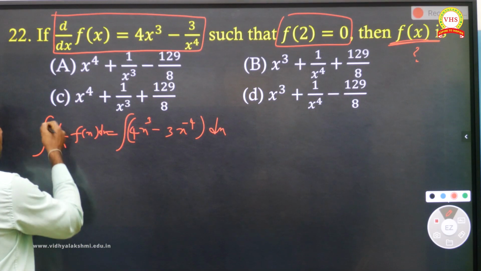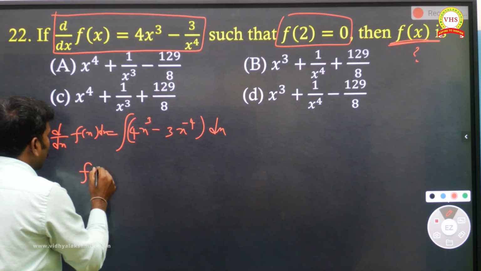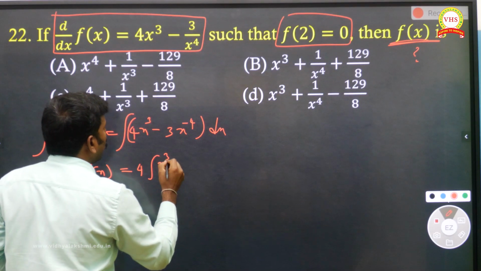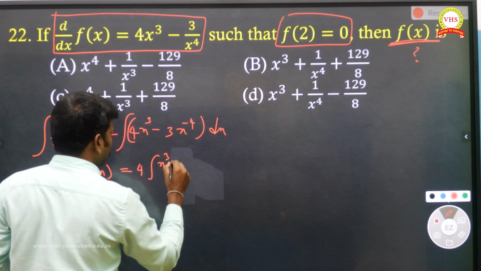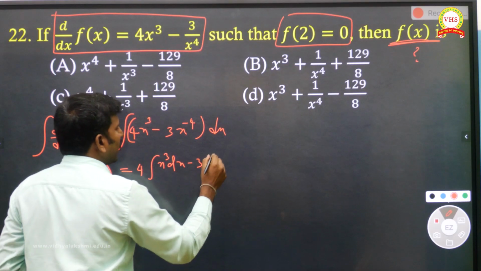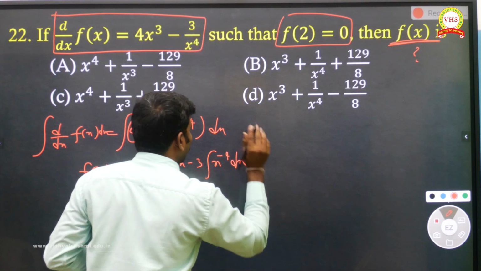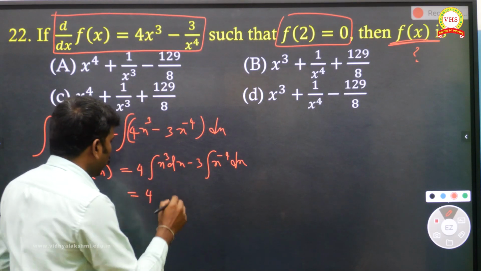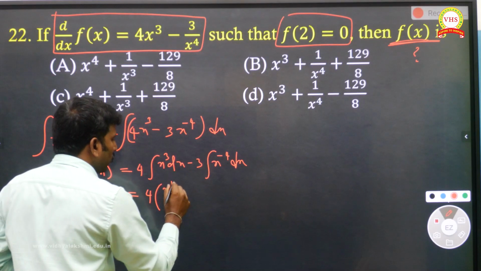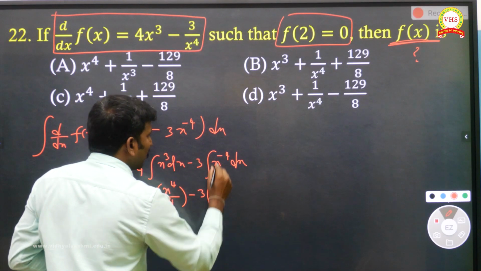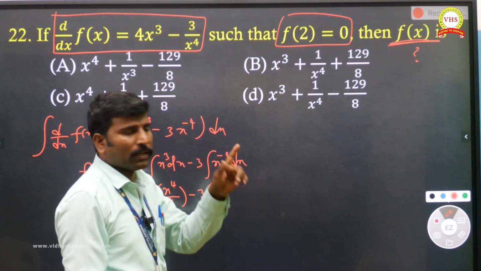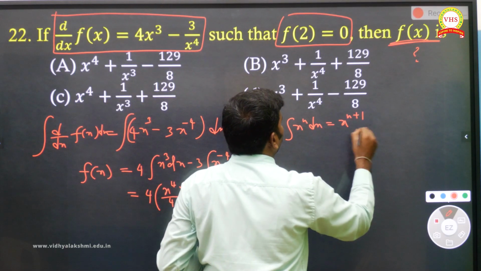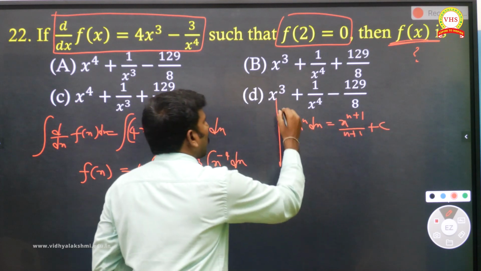When you apply the integral, the derivative cancels, so directly you will get f of x equal to the integral of 4 x cube minus 3 x power minus 4 dx. Now apply, my dear. Here I am using the x power n formula: the integral of x power n dx is equal to x power n plus 1 divided by n plus 1, plus c.